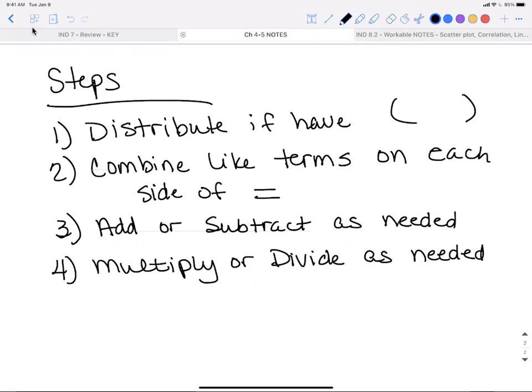So if you have a problem with parentheses, the first thing you're always going to do is get rid of parentheses. Then, remember I told you on that first day of solving equations, I always use the wall. I told you when we get into the more complex equations, you'll see why the wall is so important. So you're going to combine like terms on each side of the equal sign, or on each side of the wall. Then you're going to start adding and subtracting and multiplying and dividing. Okay. Does everybody have that?